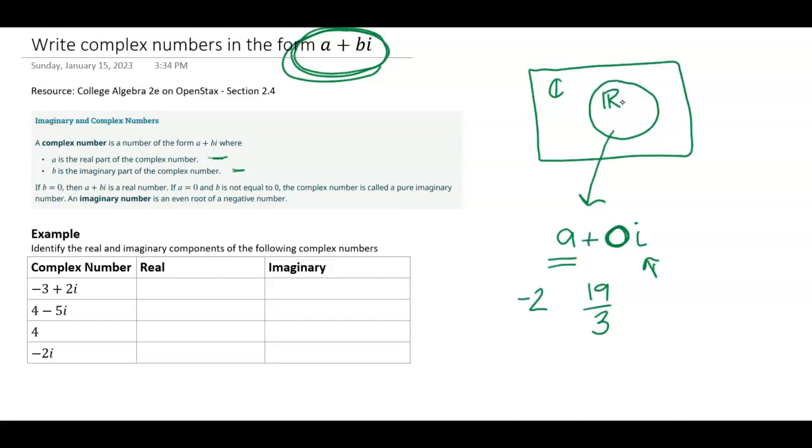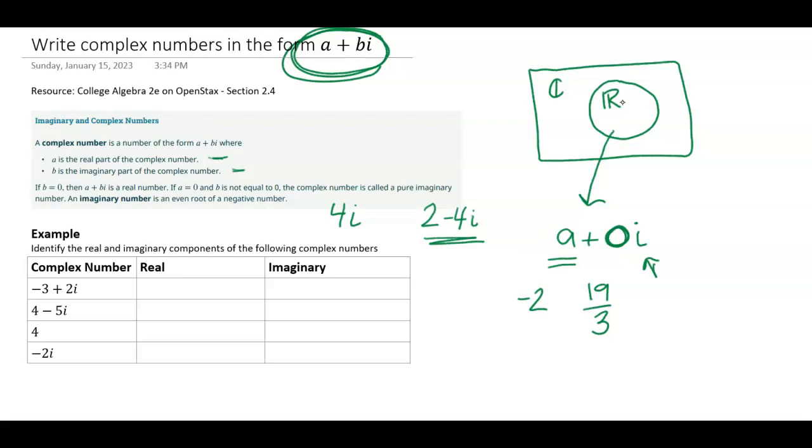If B is 0, we're talking about real numbers. If A is 0 and B is not, then it's called a pure imaginary number. So if you have like 4i, that's a pure imaginary number. 2 minus 4i is in our complex numbers. So imaginary numbers is the even root of a negative number.